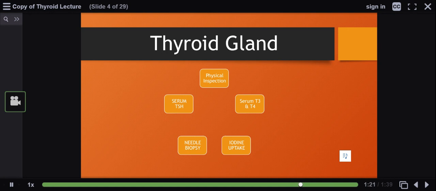Nursing implications: we would want to be sure to ask the client about any allergies to iodine or shellfish, and whether the client has taken any medications that contain iodine, because these could alter the results of any diagnostic evaluations.